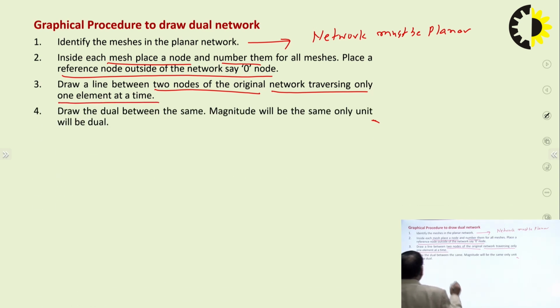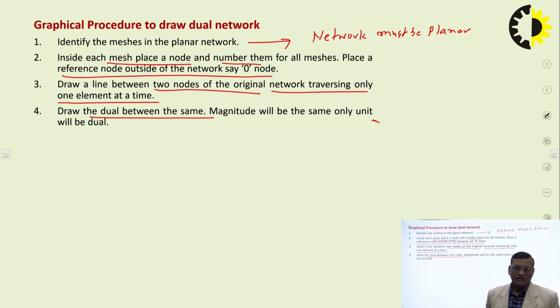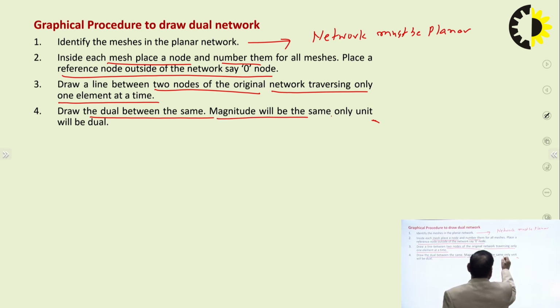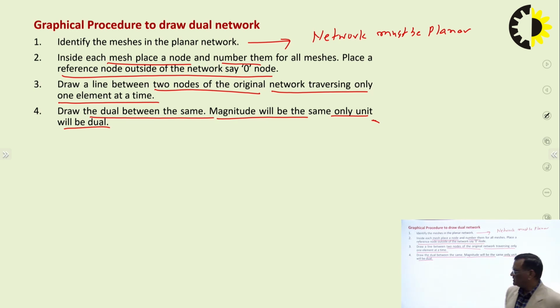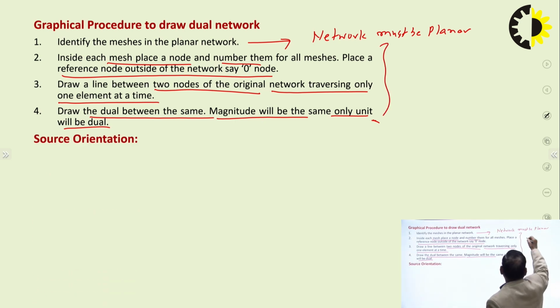And the fourth is to draw the dual of the elements. If the original network has a resistor, then you have to draw the dual of the resistor, that is the conductor, in the dual network, and the magnitude will be the same, only the unit will be dual. So, suppose we have a resistor of 10 ohm in a given network. So, the dual will be a conductance of 10 mho. So, the unit will be dual and the magnitude will be the same. So, these 4 points are for the network elements.